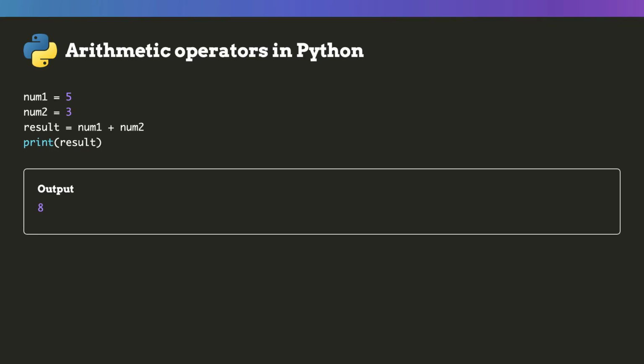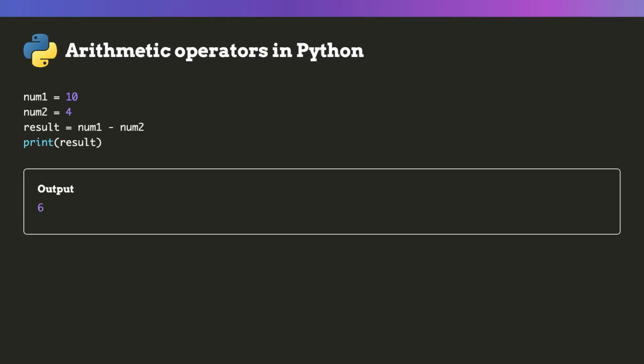First is the add operator, represented by the plus symbol. This operator adds two numbers together. In this code, we have two variables, num1 and num2, which hold the values 5 and 3 respectively. We use the plus operator to add these two numbers together and store the result in result.